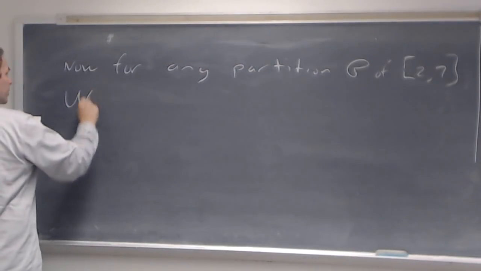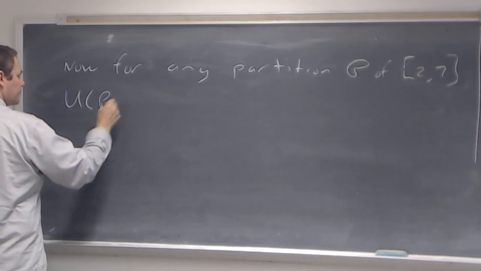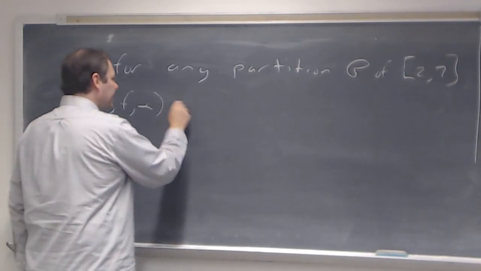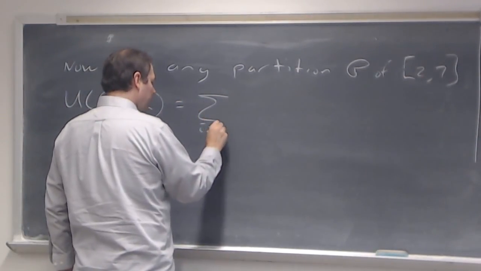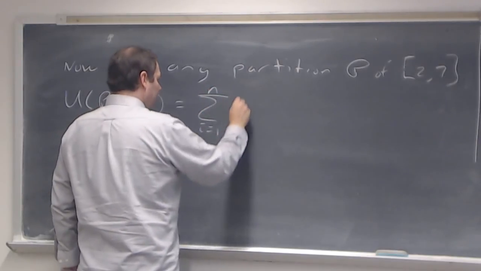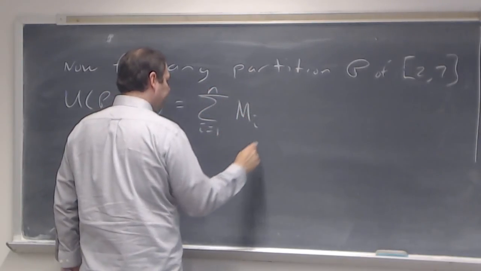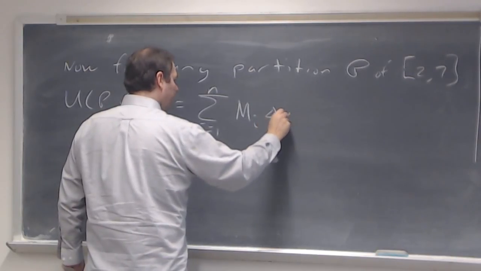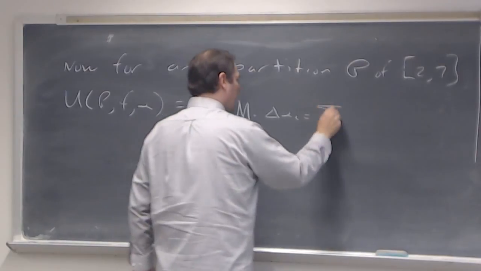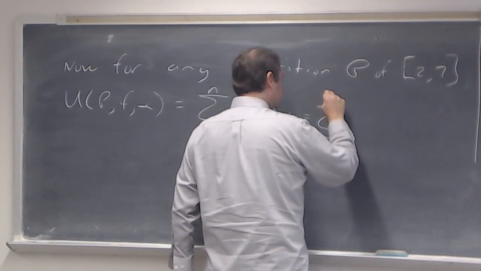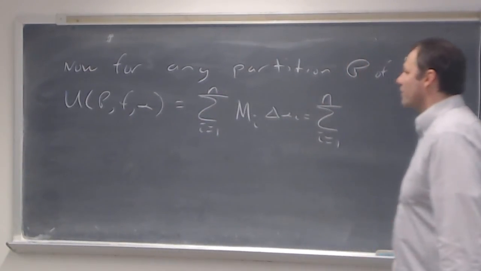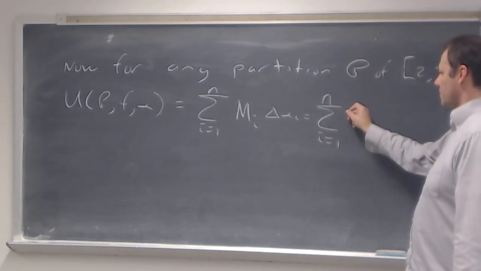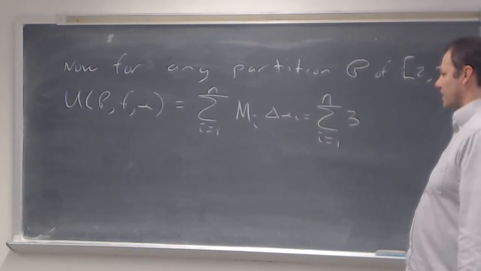The upper Riemann-Stieltjes sum with respect to that partition P, f, and alpha will be equal to the sum as i runs from 1 to n of big M sub i times delta alpha sub i. Here the f, we're thinking of it to be the same function we talked about before. The constant function is 3, so its maximum value over any subinterval is going to be 3.